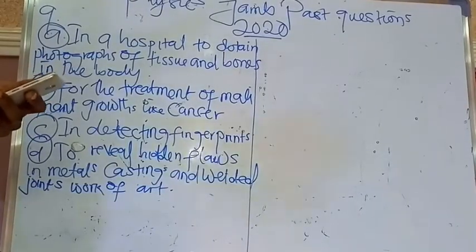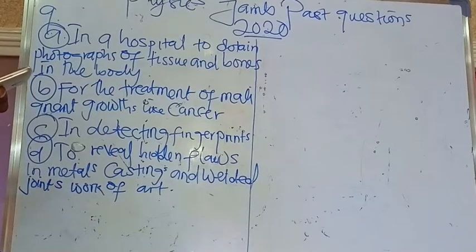Question number 9. Which of the following statements on the use of X-ray is incorrect? X-rays are used A. In a hospital to obtain photographs of tissues and bones in the body. B. For the treatment of malignant growth like cancer cells. C. In detecting fingerprints. And D. To reveal hidden flaws in metal casting and welded joints of work of art. The question demands the use of X-ray, and we are looking for the one that is incorrect, meaning we are looking for the exception here.